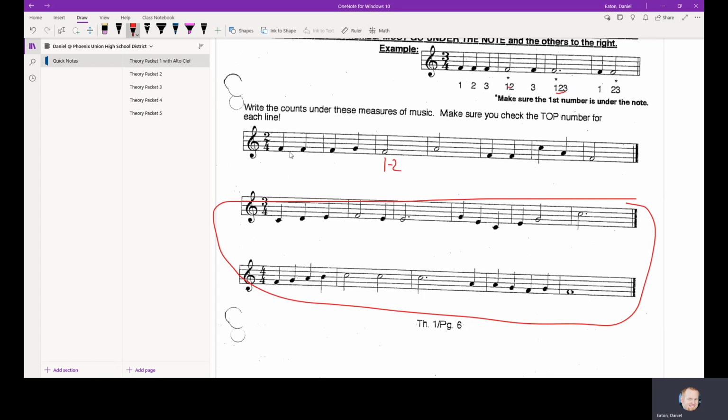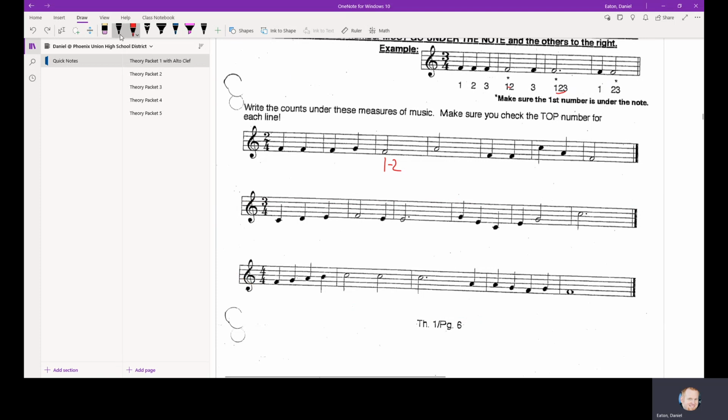So this is in 2/4, and let's actually do this. I'm going to do the bottom example first, since that one has 4 beats. 2/4 is too easy. So let's do this one down here. You guys are going to do these right there, but I'm going to do this one down here. 4/4, 4 beats per measure.